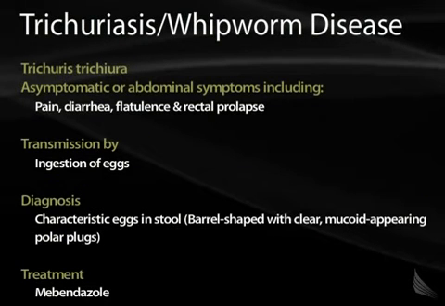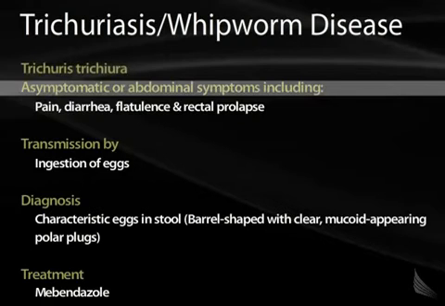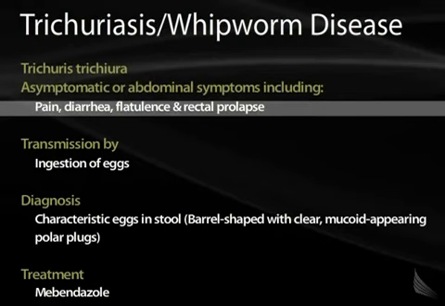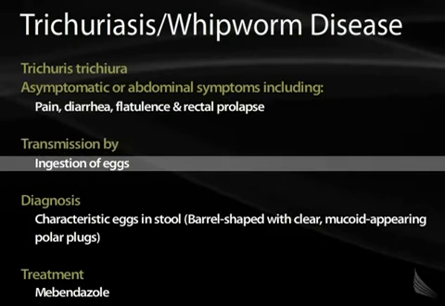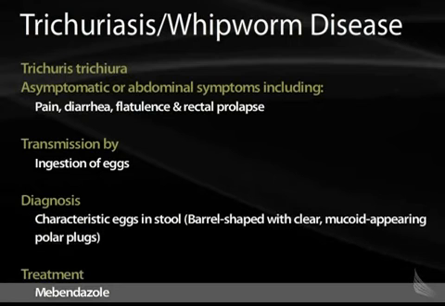Trichuriasis, or whipworm disease, is caused by Trichuris trichiura. It's asymptomatic, or abdominal symptoms include pain, diarrhea, flatulence, and rectal prolapse. You transmit it again by ingesting the eggs. Diagnosis is based on the eggs in the stool. They're often barrel-shaped with clear or mucoid-appearing polar plugs. Treatment is mebendazole.